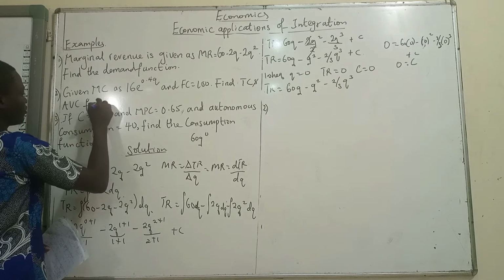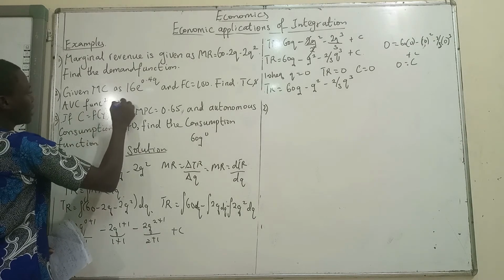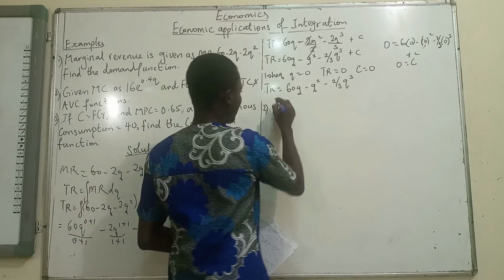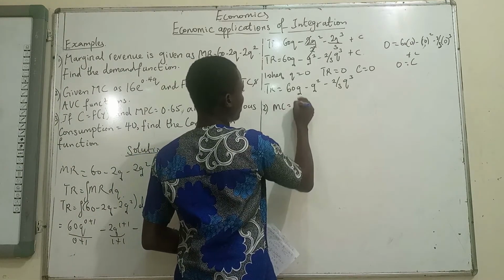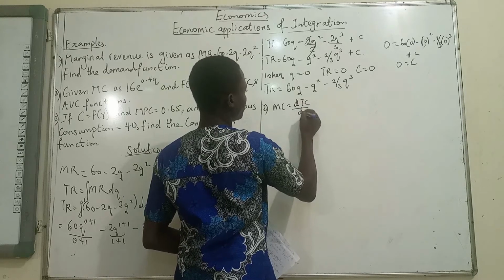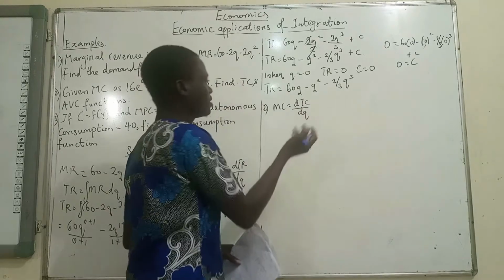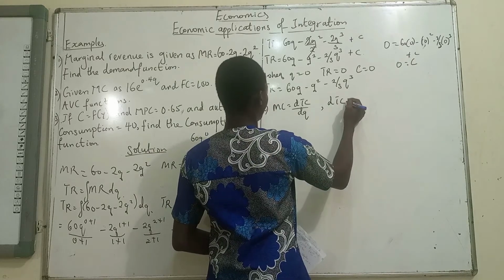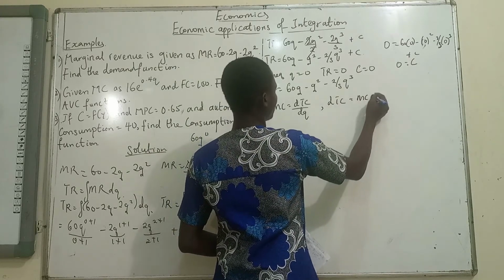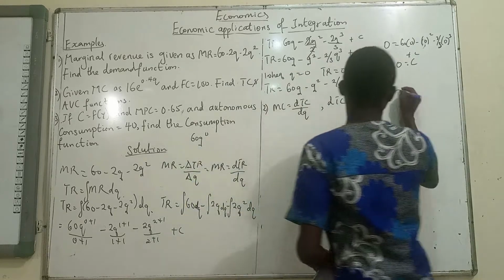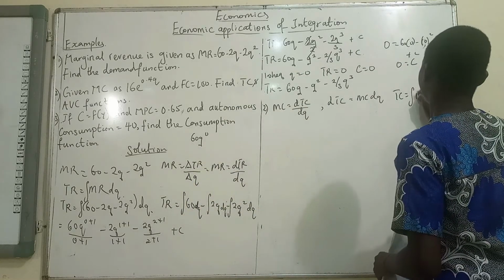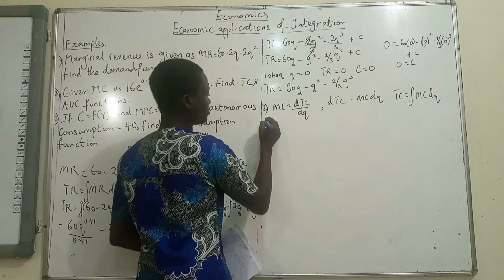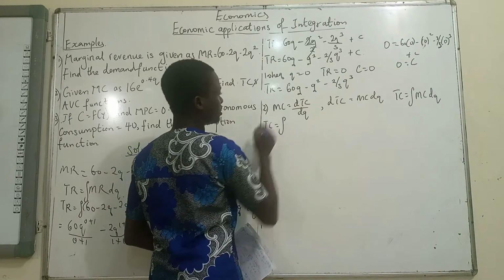So let me just say functions. Now the question will just say find the TC and ABC. That's all. Now the same thing, MC is equal to the derivative of TC with respect to Q. It's not essential for you to write this, just cross multiply. So TC equals the integral of MC dQ. So the total cost function is going to be the integration of MC.